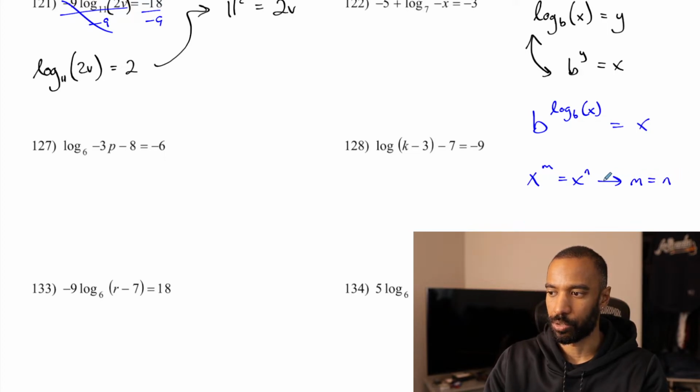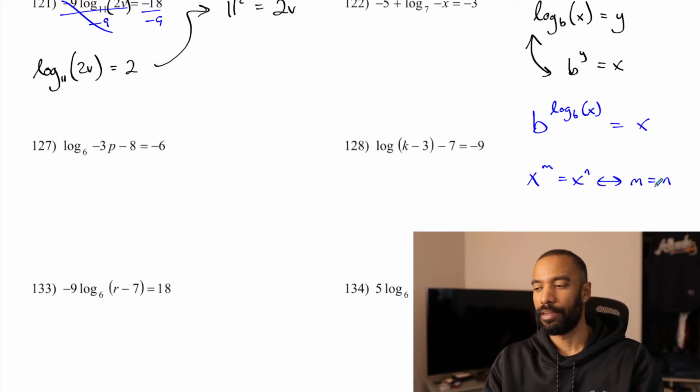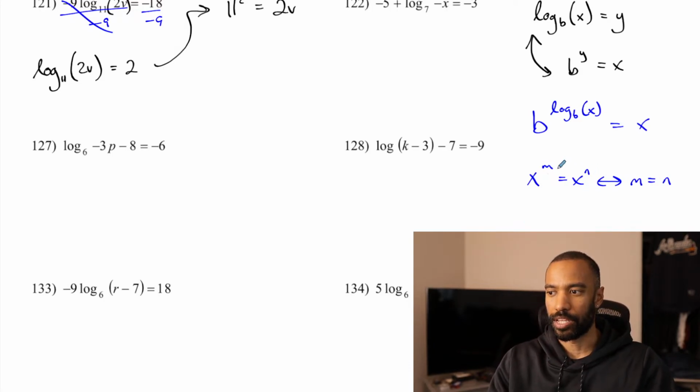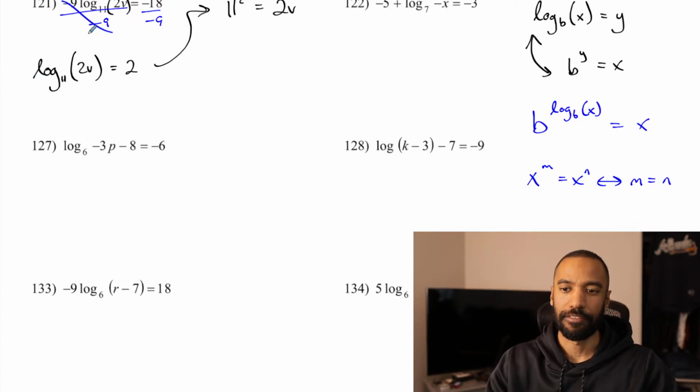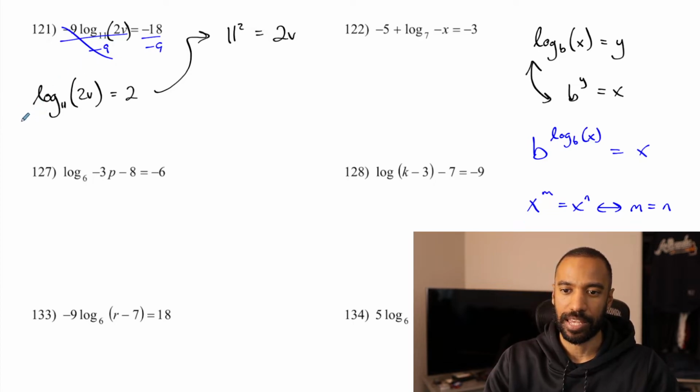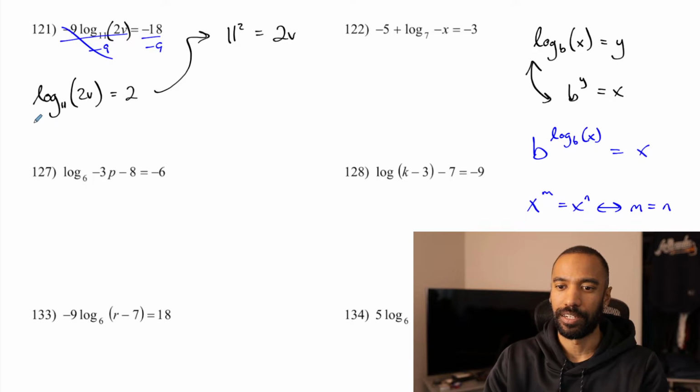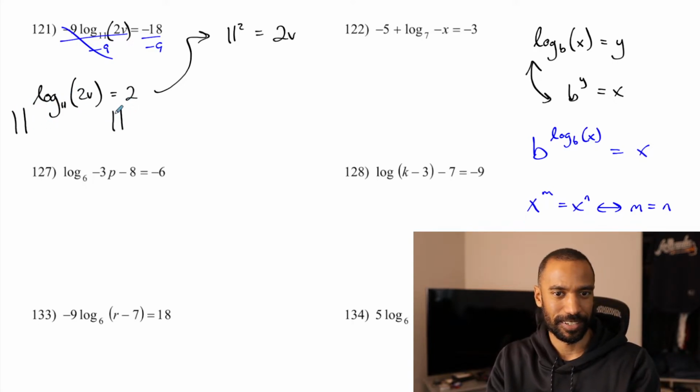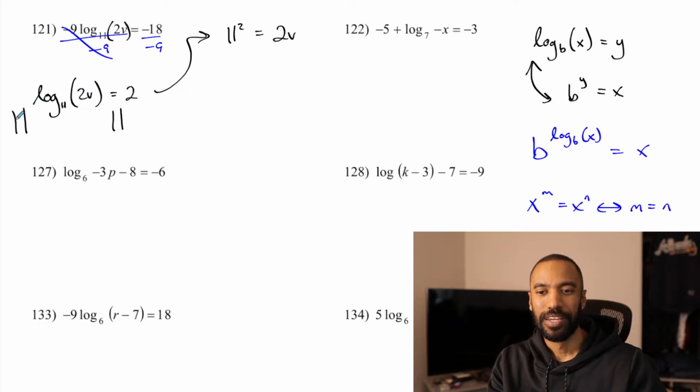You can set those bases equal to each other. What also works the other way: if you have two things equal to each other, you can raise them as exponents with equal bases. If I raise these as 11 to the log base 11 of 2v and 11 squared like that, it's kind of a magic step, if you will.